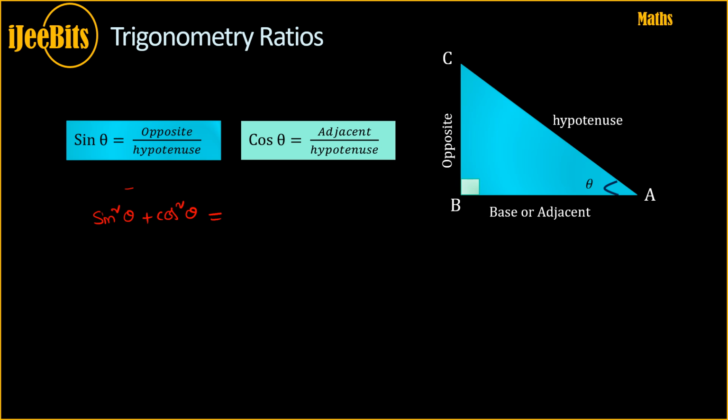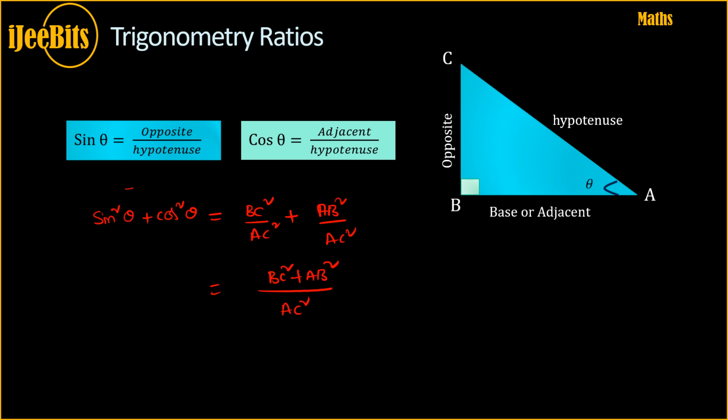which is BC, right? This is BC, by hypotenuse AC, whole square, plus cos means base, adjacent is base, which is AB, so AB square by AC square. If you take the LCM of these two, AC square is the common denominator, so you put AC square. In the top, BC square plus AB square remains in the numerator.